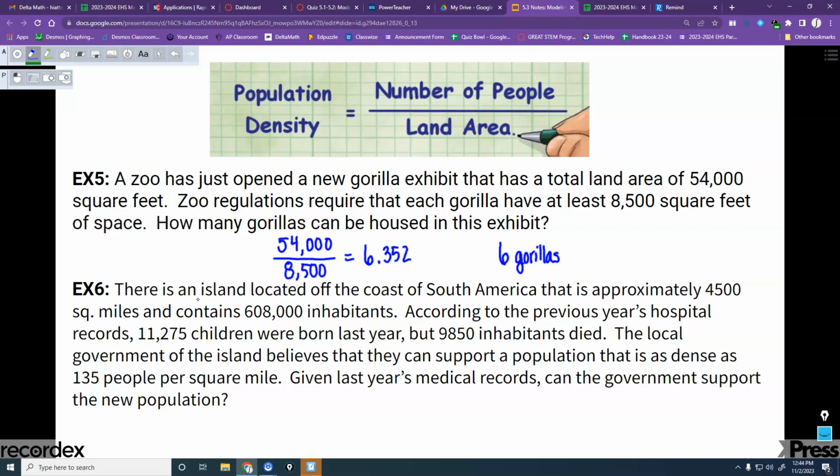Okay, so to do this problem, we know that we can only support 135 people per square mile. So we need to find the current population density, right? So that's our number of people divided by our area, people divided by square miles. So we've got to find our current population for this. We started out with 608,000 people, but then that population changed. So for this, Rhett, what should we do to that 608,000 to find the current population?